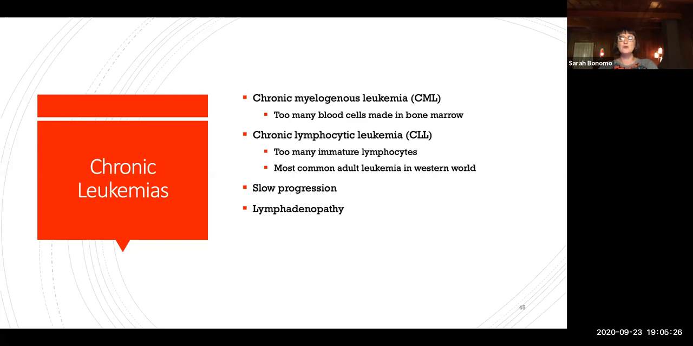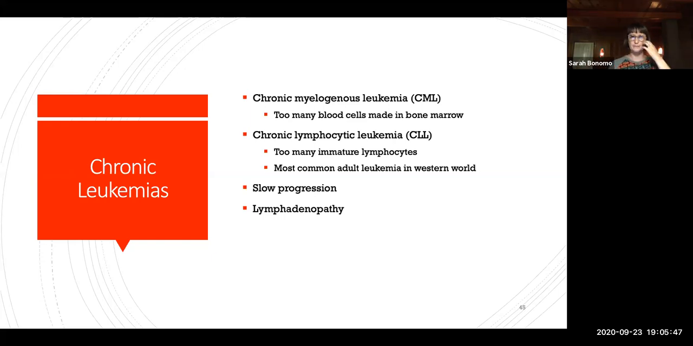Both of these have a really slow progression. Patients can live to a normal lifespan. They can have periods of remission and flare, so we can get it under control and they can be fine. Their blood counts will look great for years. And then they can potentially relapse. And again, that's what gives it that chronic nature.